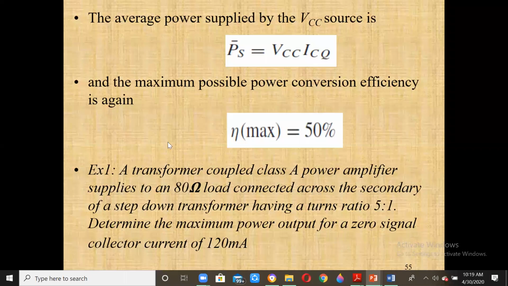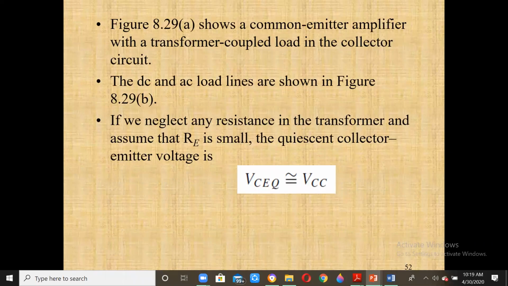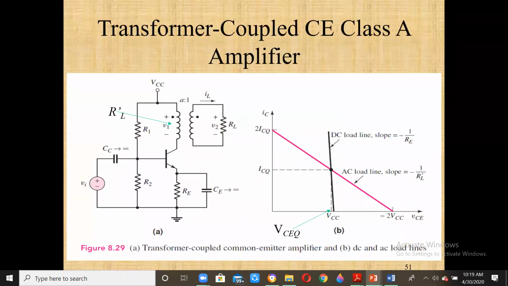This is, really speaking, the ideal case, but it will be a little lesser than this for the sole reason that there will always be some resistance RE, and there will always be some internal resistance of the transformer where some power is dissipated.